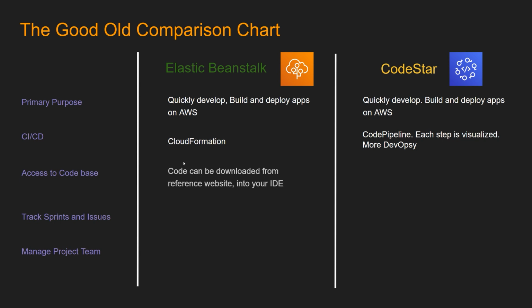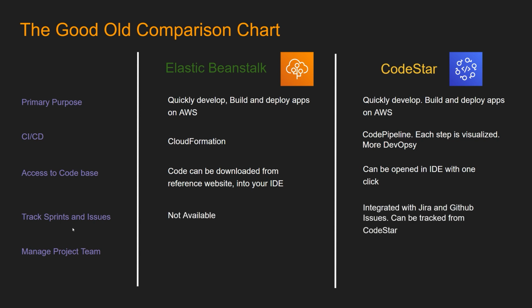Access to codebase. With Elastic Beanstalk, code can be downloaded from a reference website, and then you can import it into your own IDE of choice. And then you have to push the code to the servers and all that good stuff. With CodeStar, you don't have to download the code from a reference website. Code can be opened in an IDE with one click, which is pretty slick. We're gonna check into that.